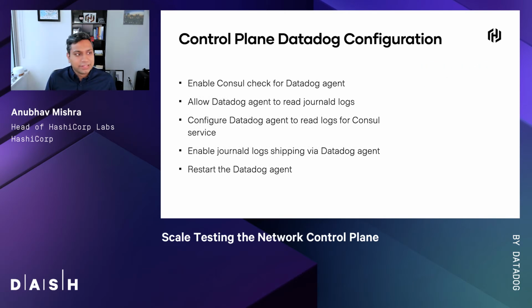All right, now talk about kind of the Datadog configuration. Pretty straightforward Datadog configuration. We had a Datadog agent. All we did is enable the console check in this case, allow the Datadog agent to read journald logs, configure the Datadog agent to read logs from the console service, enable the journald logs shipping via Datadog agent, and then restart the agent. And this was on the control plane, which were the console servers.